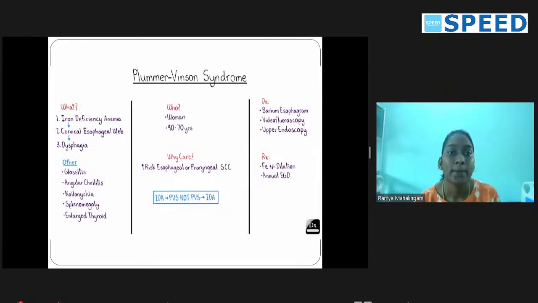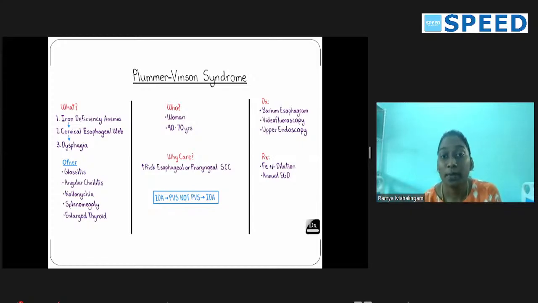This is a chart which shows why Plummer-Vinson syndrome is very important. Because of iron deficiency anemia, the patient is going to develop an esophageal web, and this web will obviously lead to dysphagia. The patient is unable to swallow anything. In that case, it is very important to treat it at the earliest. If you correct the iron deficiency, it is obviously going to correct these conditions. In severe patients, we need to include some other surgical treatment in this therapy.